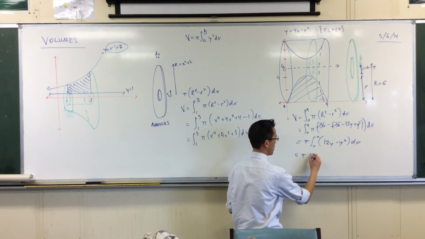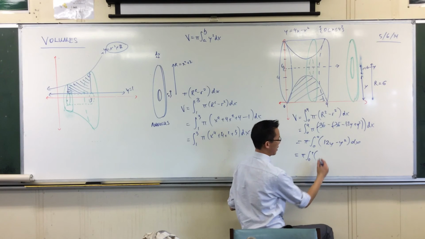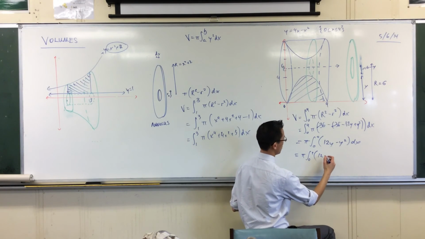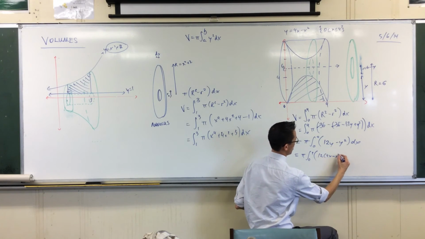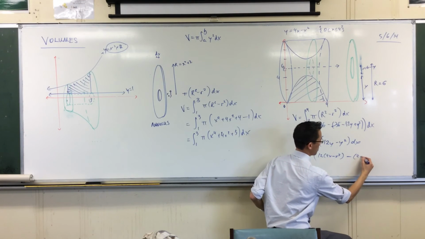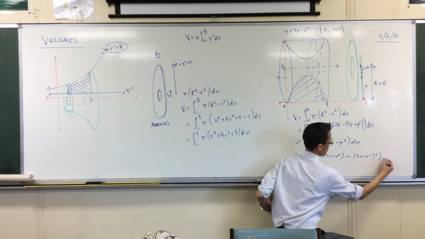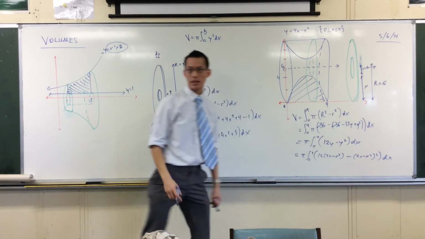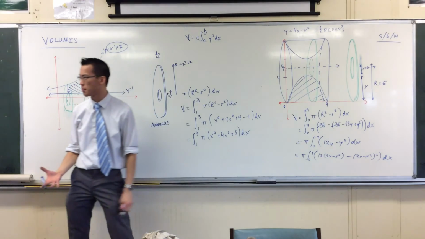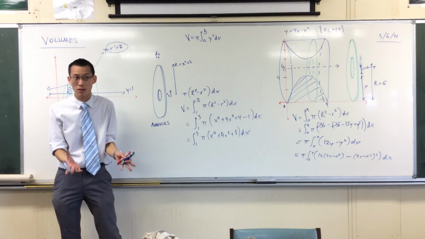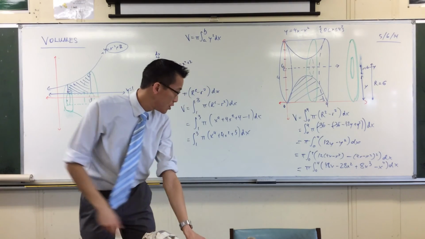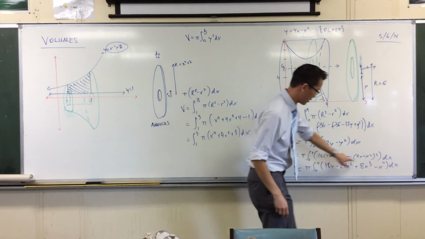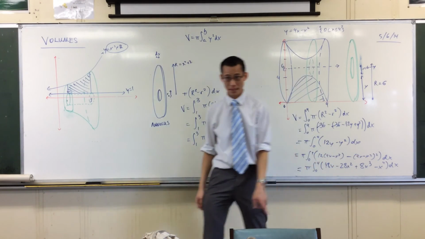What am I going to get? Pi, 0 to 4, of 4x minus x squared, with respect to x. It's all in x's now. You can crunch the numbers, can't you? That's all that's left, number crunching. Right? So I think when you simplify out, you expand here and collect like terms, you'll end up with that.